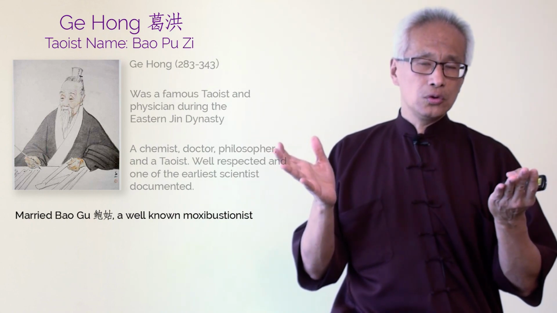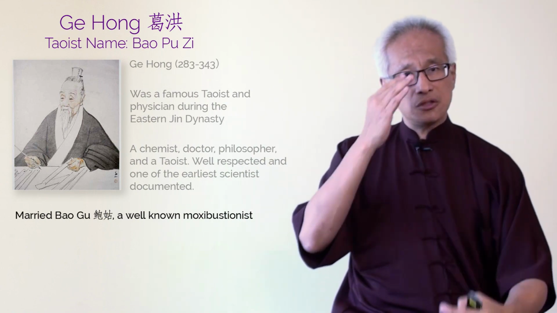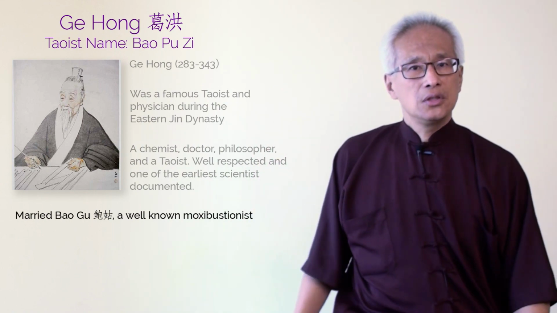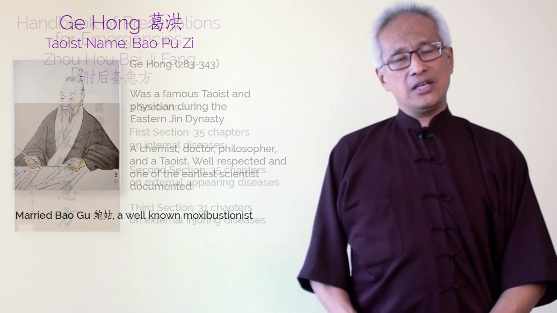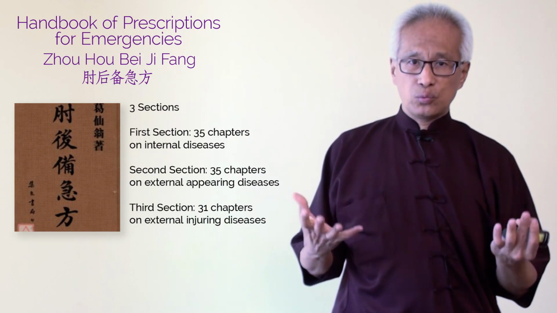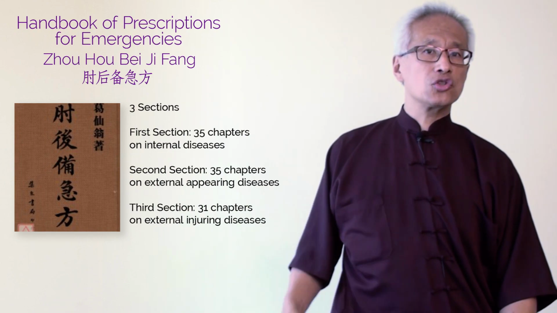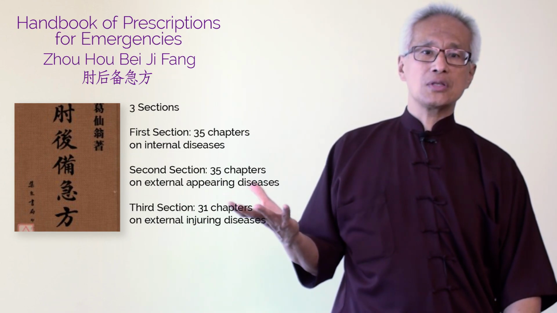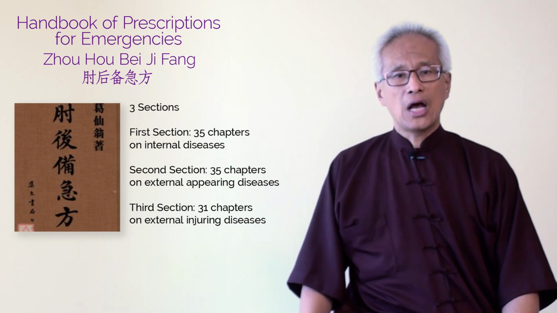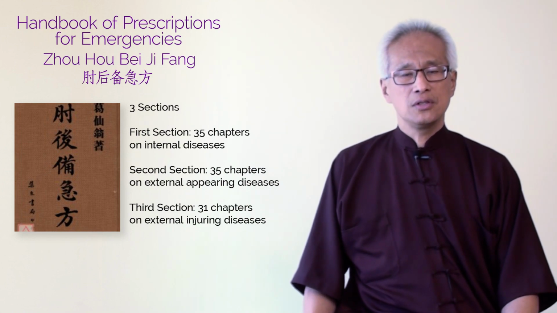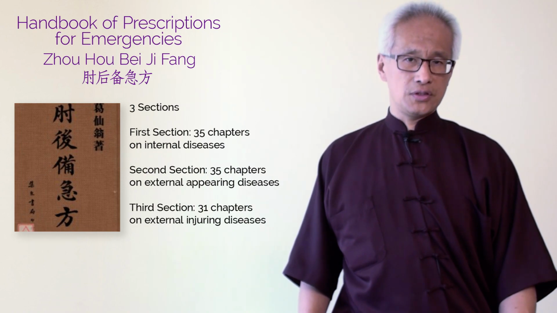Oh, by the way, Bao Gu is also a very famous herbalist. So obviously, with both of them in this field, they help each other to propel their training and understanding of TCM. Now, this Beiji Fang is basically written by him, and it's called a Handbook of Prescriptions for Emergencies. There are 3 sections. The first section is about 35 chapters on internal conditions and diseases. The second section is 35 chapters on external appearing diseases. And the third section is 31 chapters on external injury diseases.